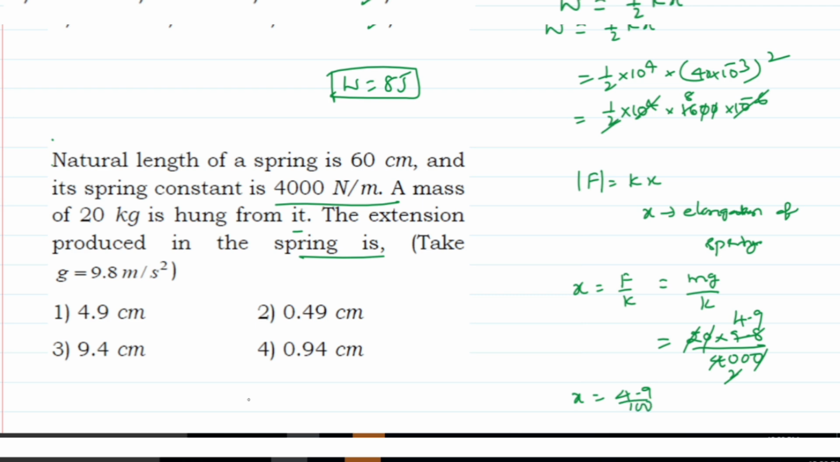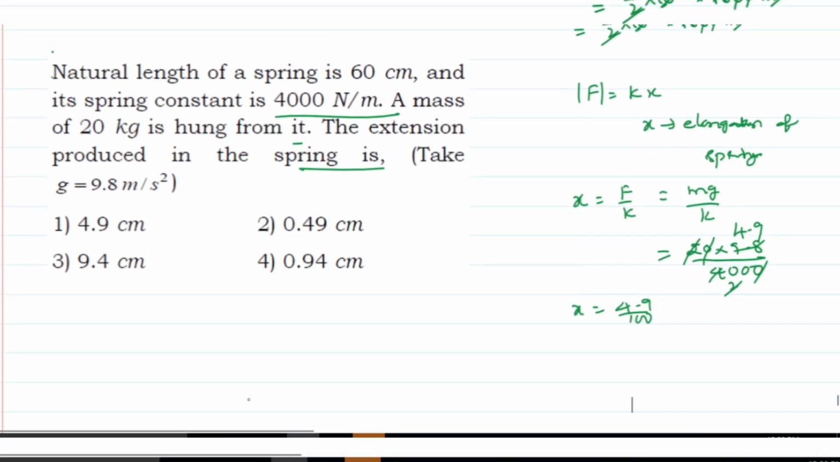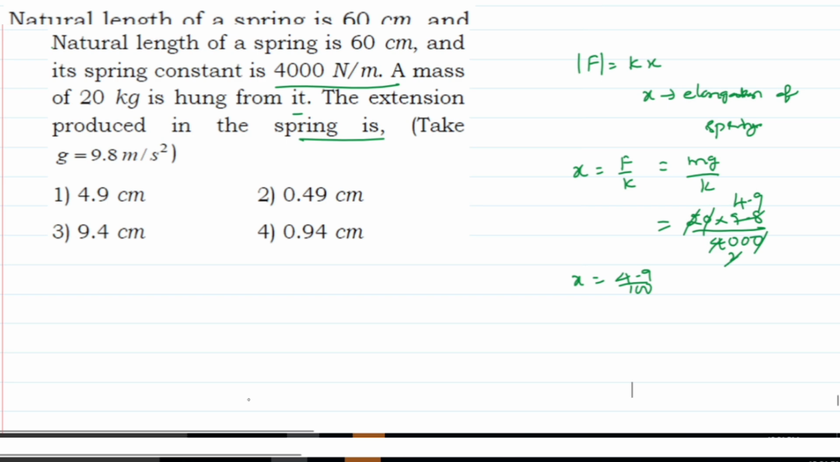So we can write it as 0.049 meters. Here they are asking in centimeters, so we convert: 1 meter equals 100 centimeters. So the x value will be 4.9 centimeter. This is the right answer.